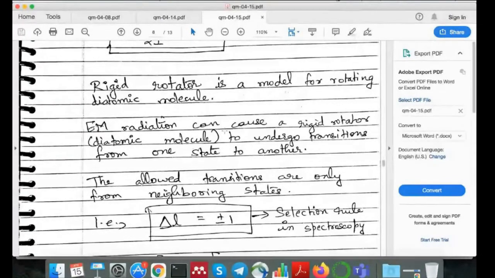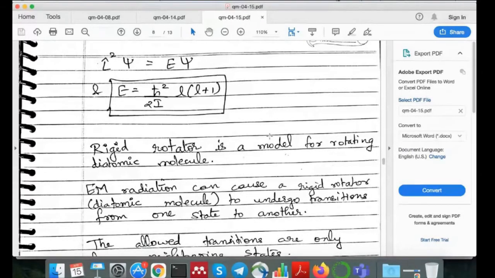So now, the rigid rotor, as I've already told you, is a model for a rotating diatomic molecule. Electromagnetic radiation can cause a rigid rotor or a diatomic molecule to undergo transitions from one state to another. Because the energy in the rigid rotor problem depends only on the L quantum number, the transitions basically mean that you're changing L.